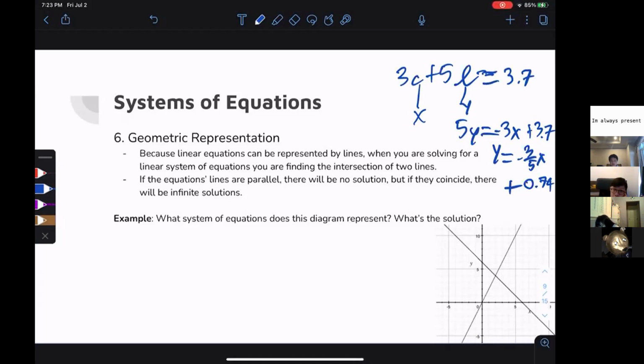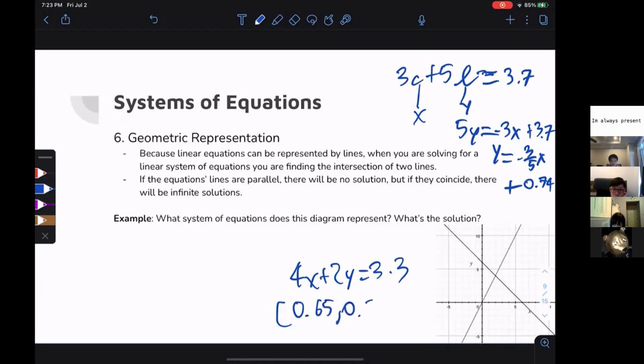And then the other equation would similarly be 4x plus 2y is equal to 3.3. That's another line, and where they intersect would be the point (0.65, 0.35), I believe. To view it on this graph, of course, these aren't the same equations, but these lines represent equations. And to think about it a bit geometrically, the intersection point is their solution.